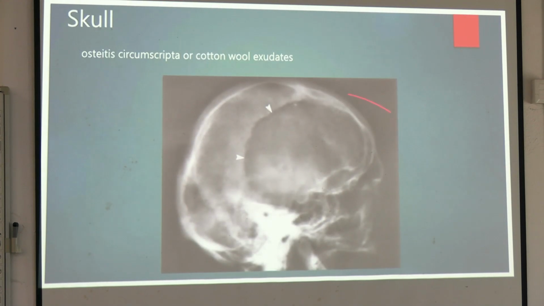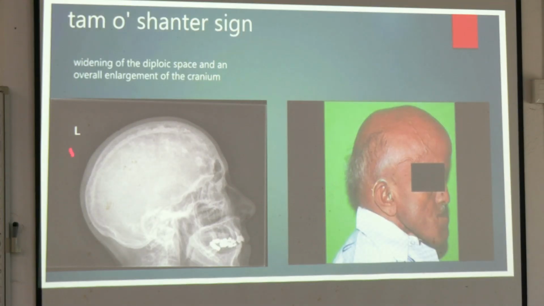Coming to the skull, you will see this cotton wool appearance of the skull, along with an increased diploic space. That is, the distance between the inner table of the skull and the outer table of the skull will be increased in such patients. So this is also known as the Tam O'Shanter sign.